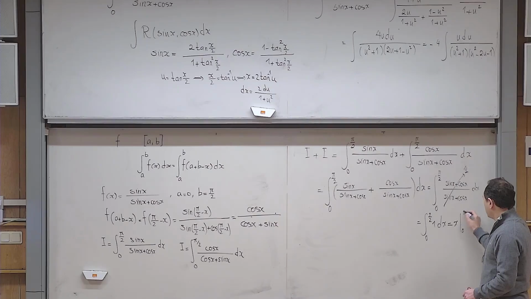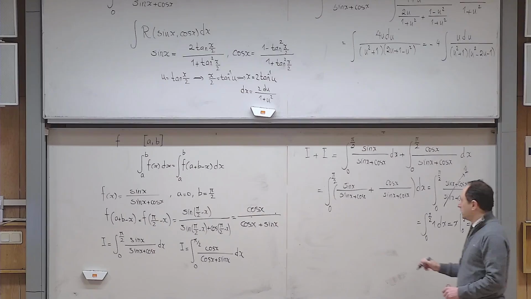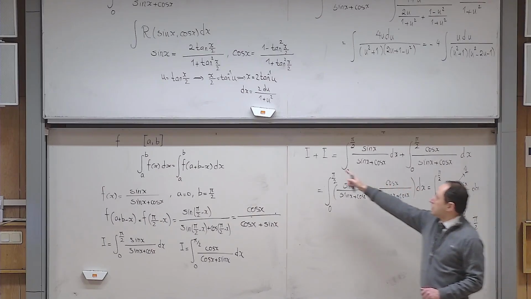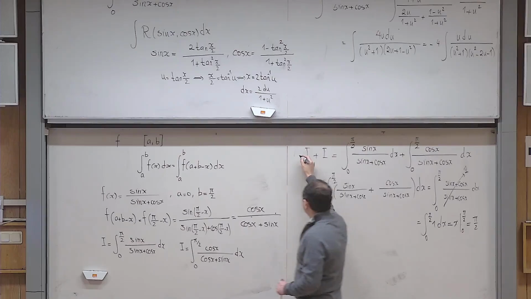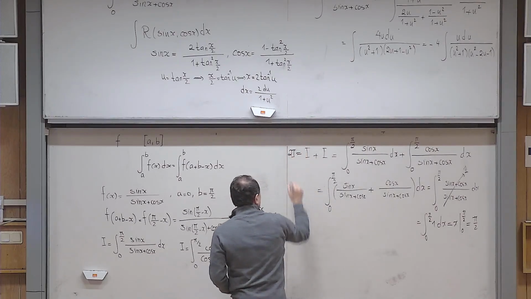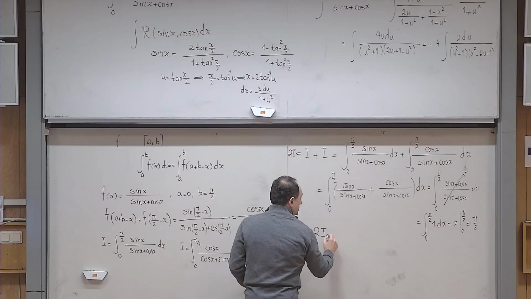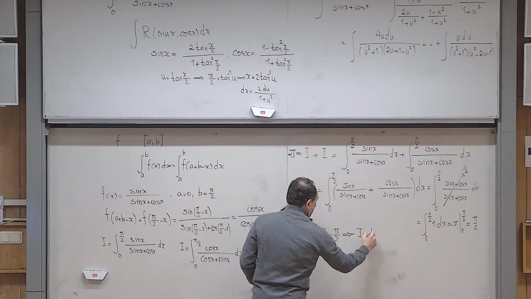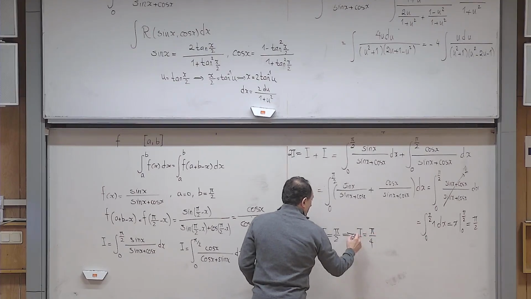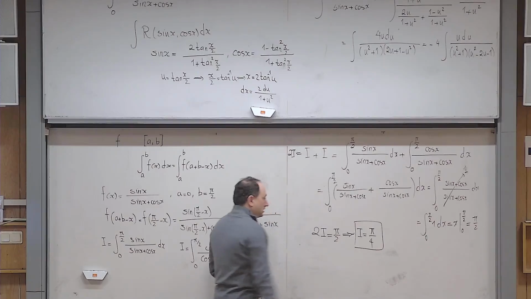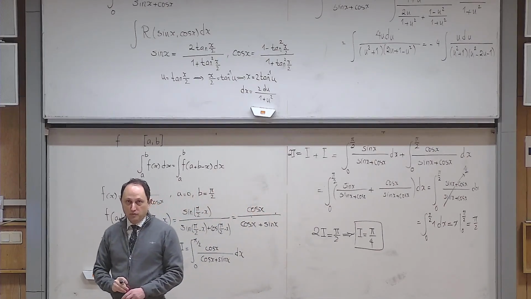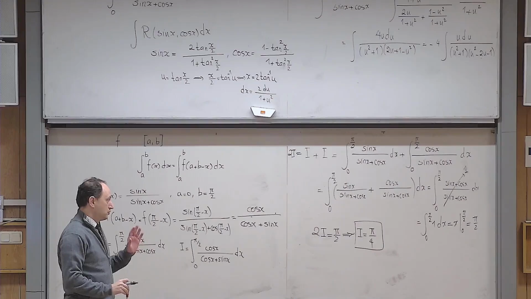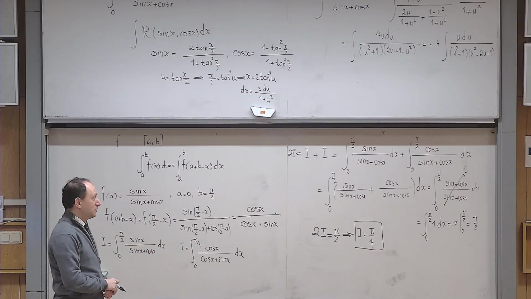I have to run it from 0 to pi over 2, which becomes pi over 2. But be careful, this is not my I. This is I plus I, which is 2I. So this means that 2I is equal to pi over 2, and finally I'm able to calculate this. This is the method that my teacher told me at that time, and I was really fascinated by this one.